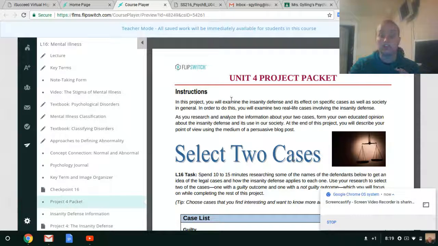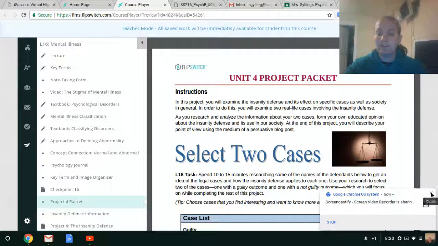So let me read the instructions to you. It says, in this project, you will examine the insanity defense and its effect on specific cases, as well as society in general. In order to do this, you will examine 2 real-life cases involving the insanity defense. As you research and analyze the information about your 2 cases, form your own educated opinion about the insanity defense and its use in our society. At the end of this project, you will describe your point of view using the medium of a persuasive blog post. So let me give you just kind of the step-by-step instructions of how you're going to do this.